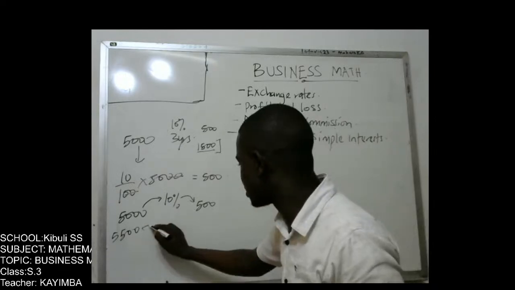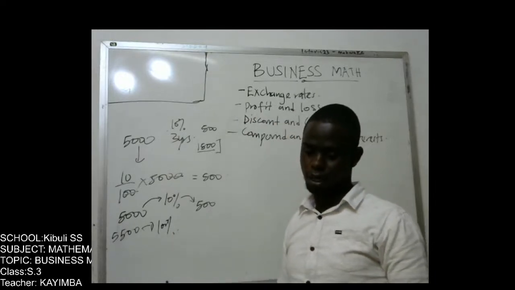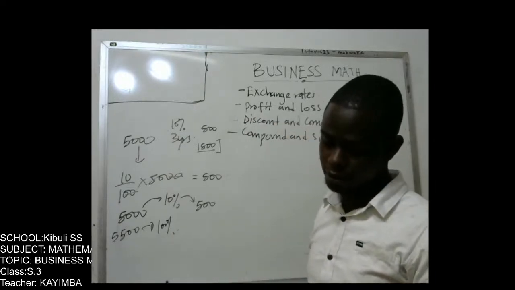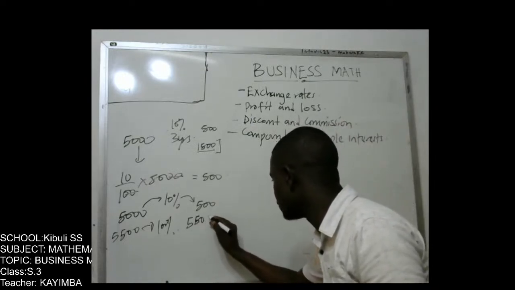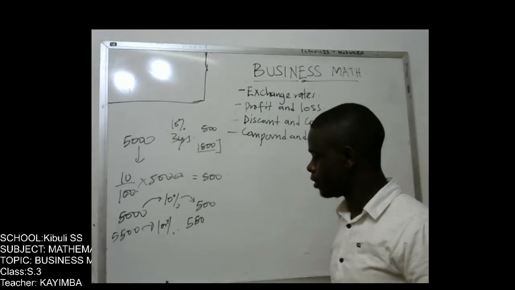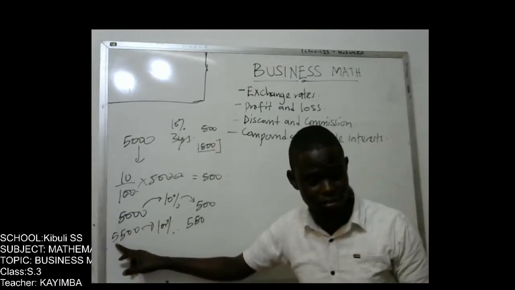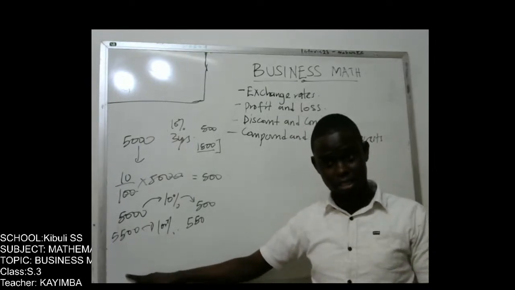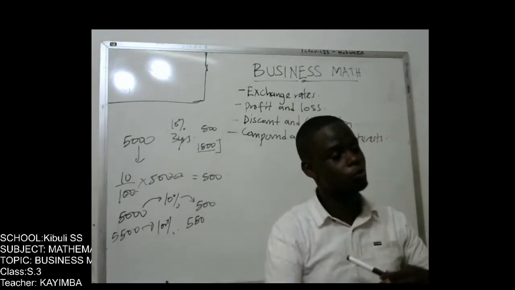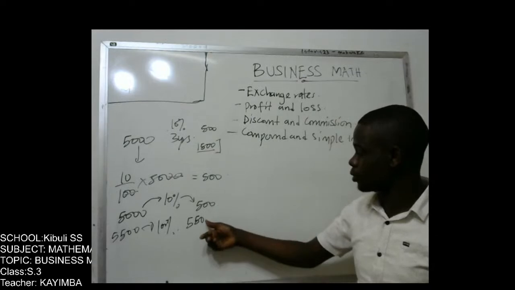But here, for the second year, they are counting 5,500. Then 10% of this, what will it give us? 550 shillings. Then it is this one that you're going to add on this, are you getting me, to get the principal of the next year. So the principal keeps on accumulating altogether. Then at the end, you'll have to pay these principals.